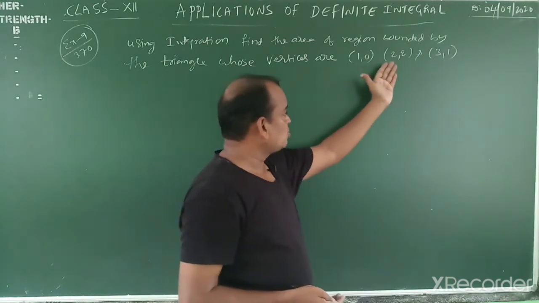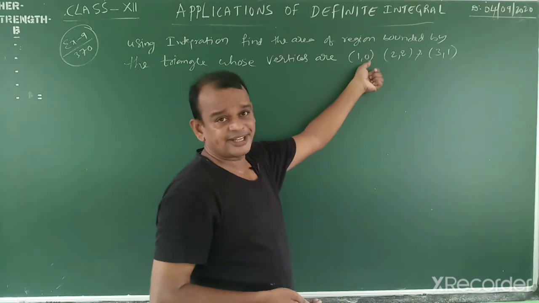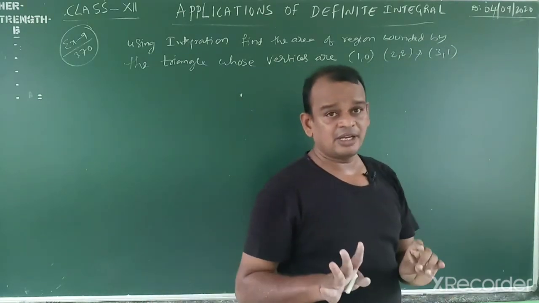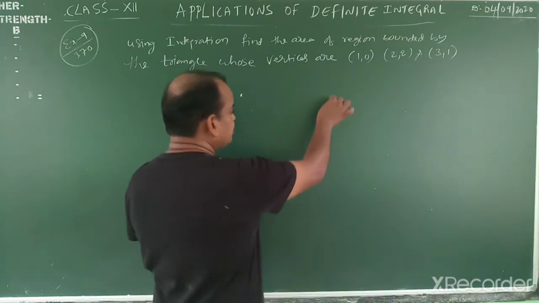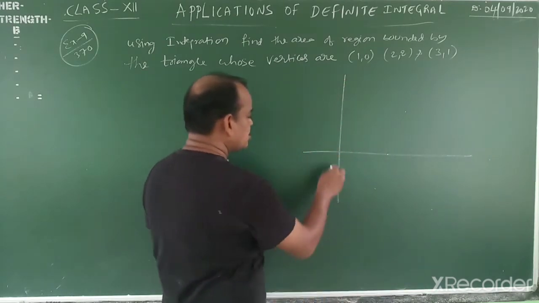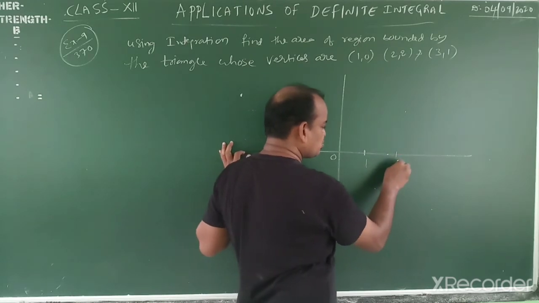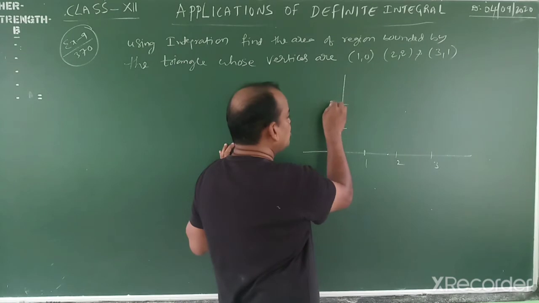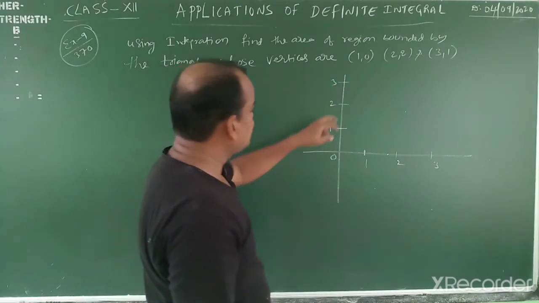After that, we see in which quadrant these points lie. Here 1 comma 0, 2 comma 2, 3 comma 1: all are in the first quadrant. 1 comma 0 definitely lies on the x axis. First draw the diagram carefully, okay. All the points are in the first quadrant only. Now observe, what are the given points? Take 0, then 1, 2, 3 on the x axis, and likewise 1, 2, 3 on the y axis. First is 1 comma 0.